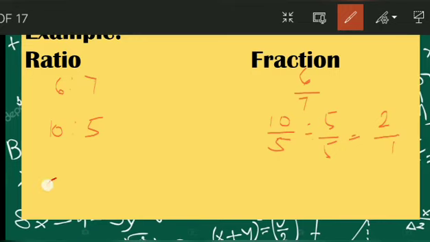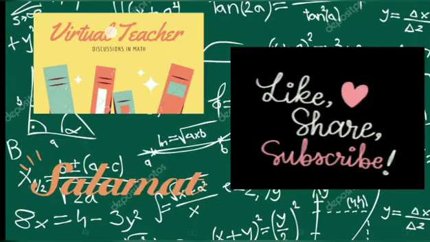Okay, another example. We have 8 is to 6. So, pag ginawa natin siyang fraction form, we will have 8 all over 6. Improper fraction siya. Tatandaan, hindi na natin siya gagawing mixed number. So, divide lang natin siya by 2 since wala siya sa lowest term. So, 8 divided by 2 is equal to 4. 6 divided by 2 is equal to 3. So, ang fraction form ni 8:6 is 4 all over 3.